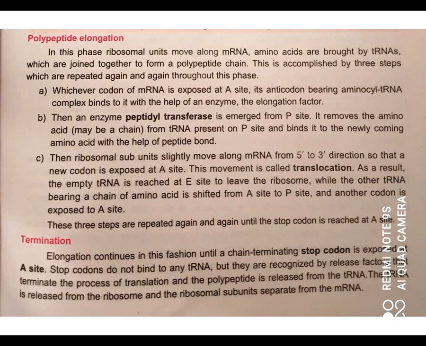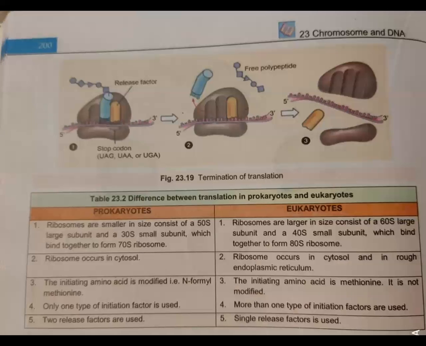its A site. Termination is the last phase where elongation continues to move until a chain terminating stop codon is exposed at the A site. Stop codons do not bind to any tRNA, but they are recognized by release factors that terminate the process of translation, and the polypeptide is released from the tRNA. The tRNA is released from the ribosome, and the ribosomal subunits get separated from the messenger RNA.